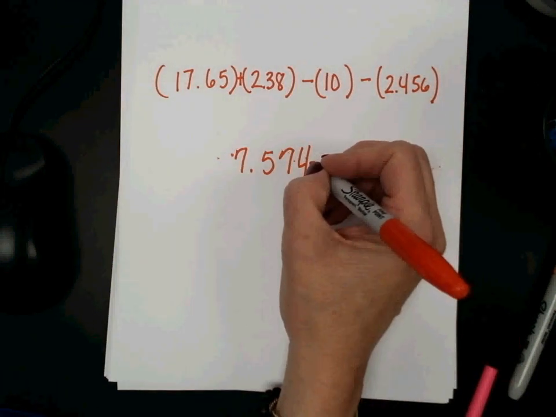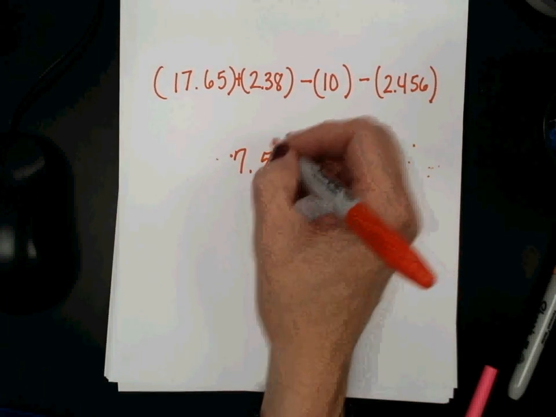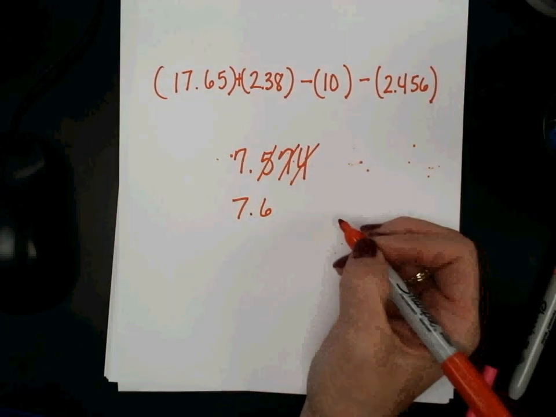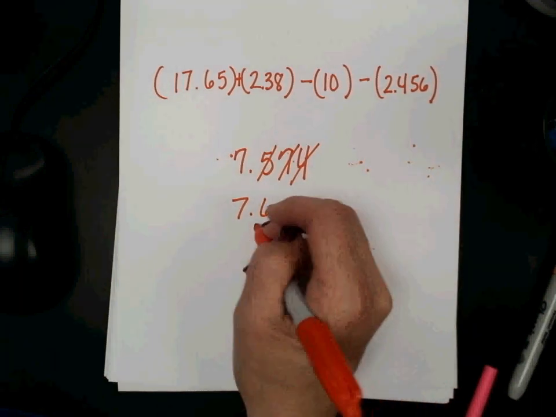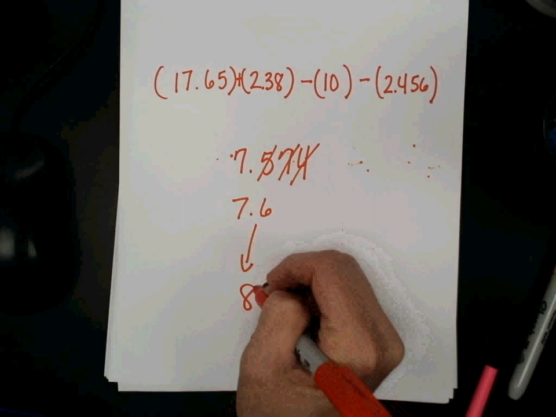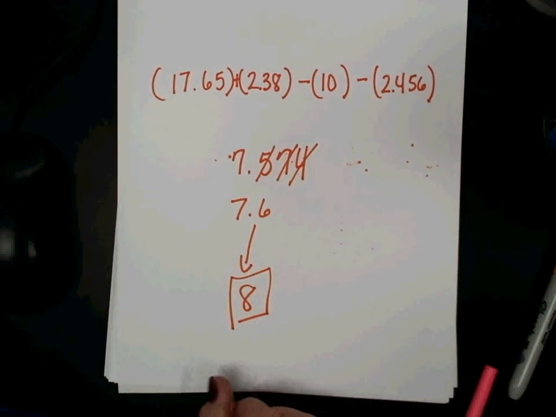Yes? Okay, so does a 4 make a 7 round? No. Does a 7 make a 5 round? Yes, so this becomes 7.6. I have to be in what place? The ones. So what does this become? 8. Raise your hand if you had 8. Okay, we're making some progress.